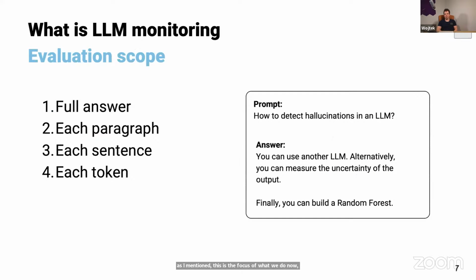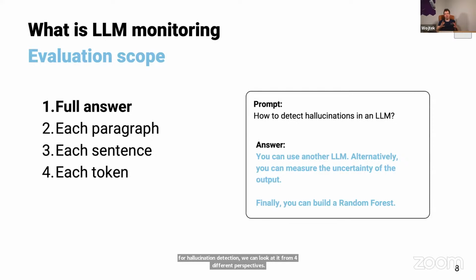Now, in terms of what we actually want to evaluate for hallucination detection, we can look at it from 4 different perspectives. We can look at the full answer when we have a prompt, for example, how to detect hallucinations in an LLM, and we get an answer from an LLM, and we can just evaluate whether the entire answer contains any hallucinations, vague answers, incomplete answer, etc. That's the first approach. It allows us to say in a one-to-one fashion whether the answer was correct or not. So in that sense, it's very useful.